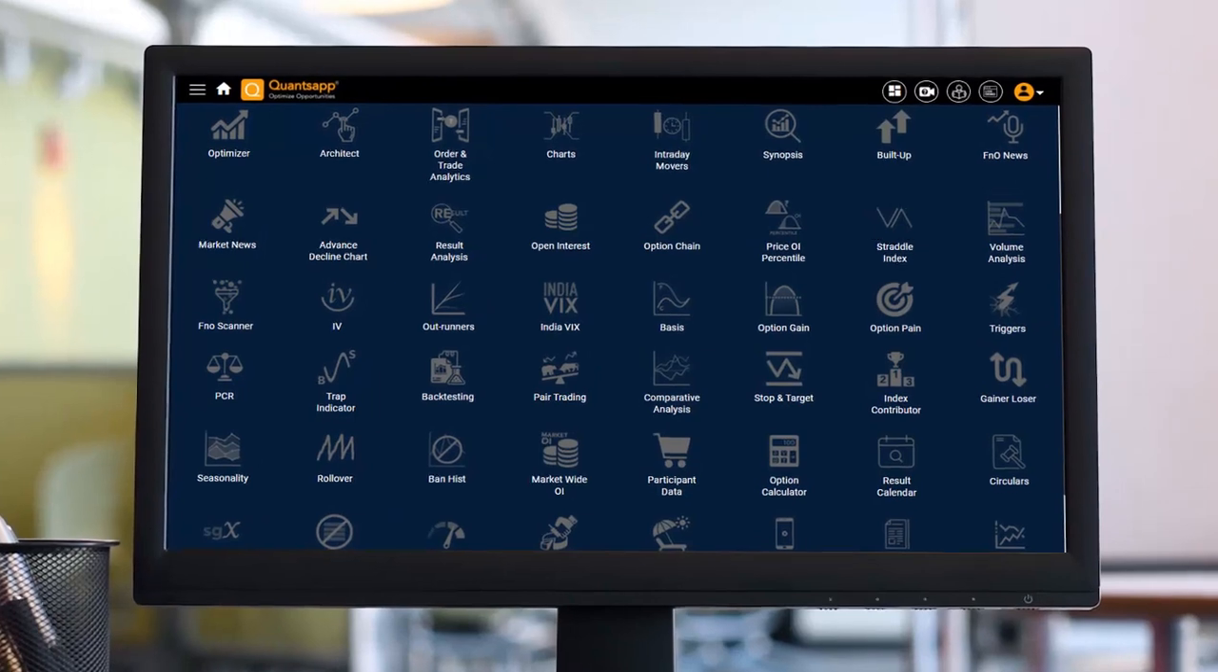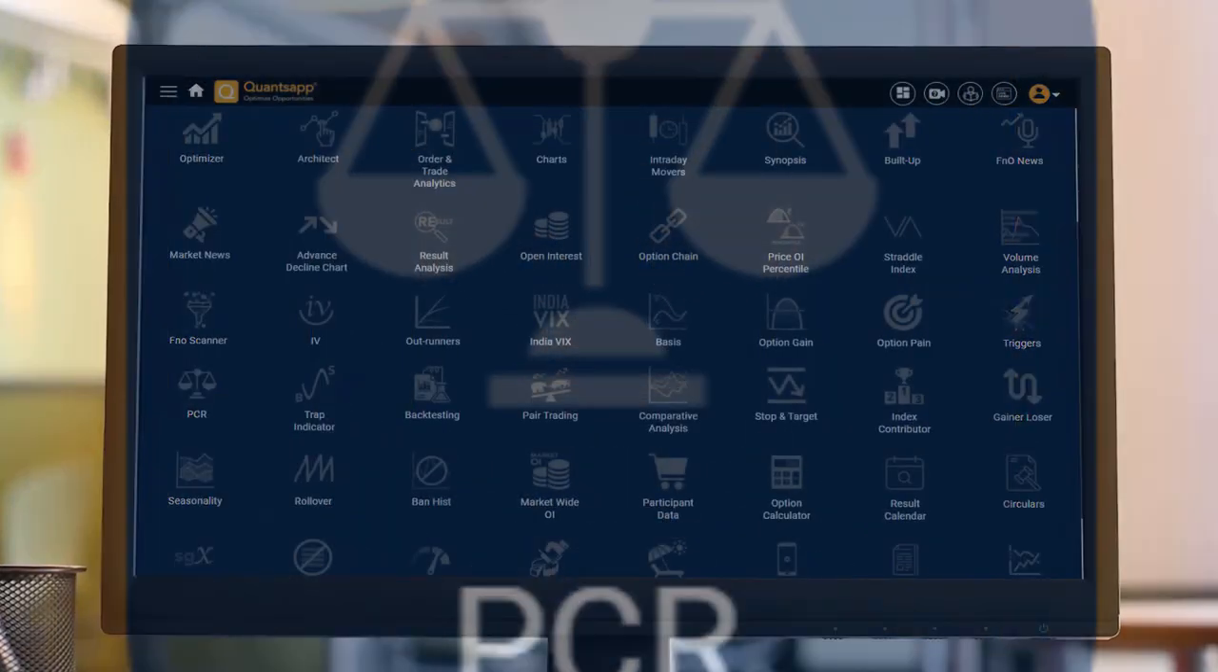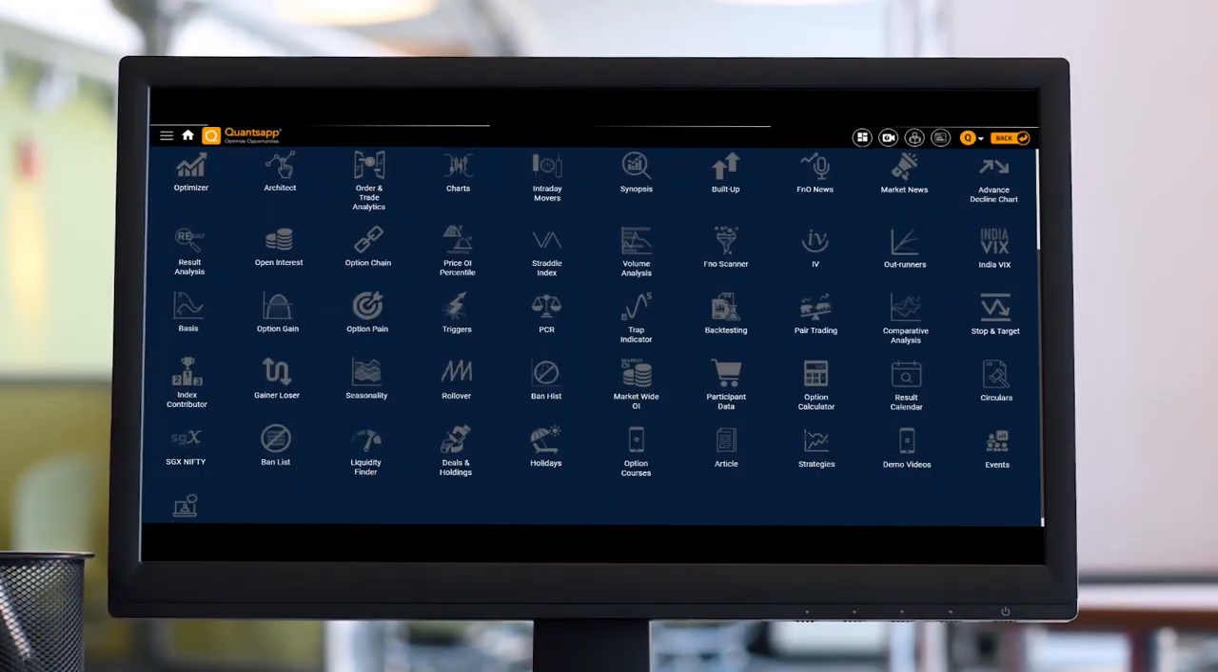Hey folks, in today's video we are going to learn about a sentimental indicator which is very helpful for us, especially when we are trading in indices and highly liquid instruments, especially Nifty and Bank Nifty. We will understand all the necessary information related to it. So we are going to learn about the put call ratio in this particular video.